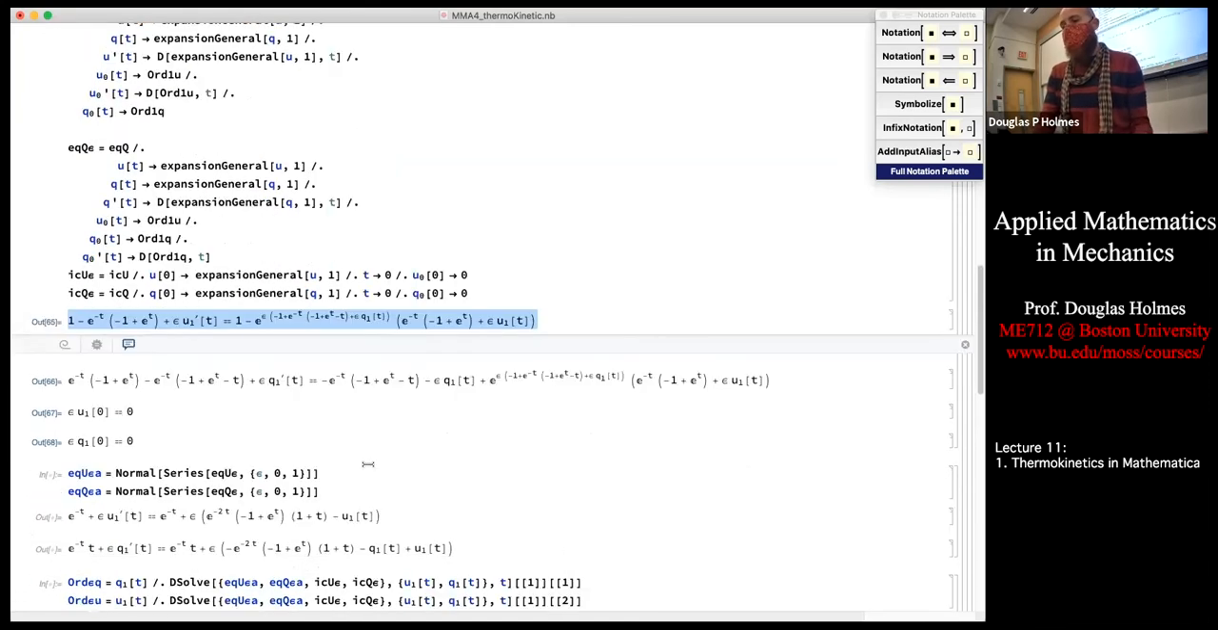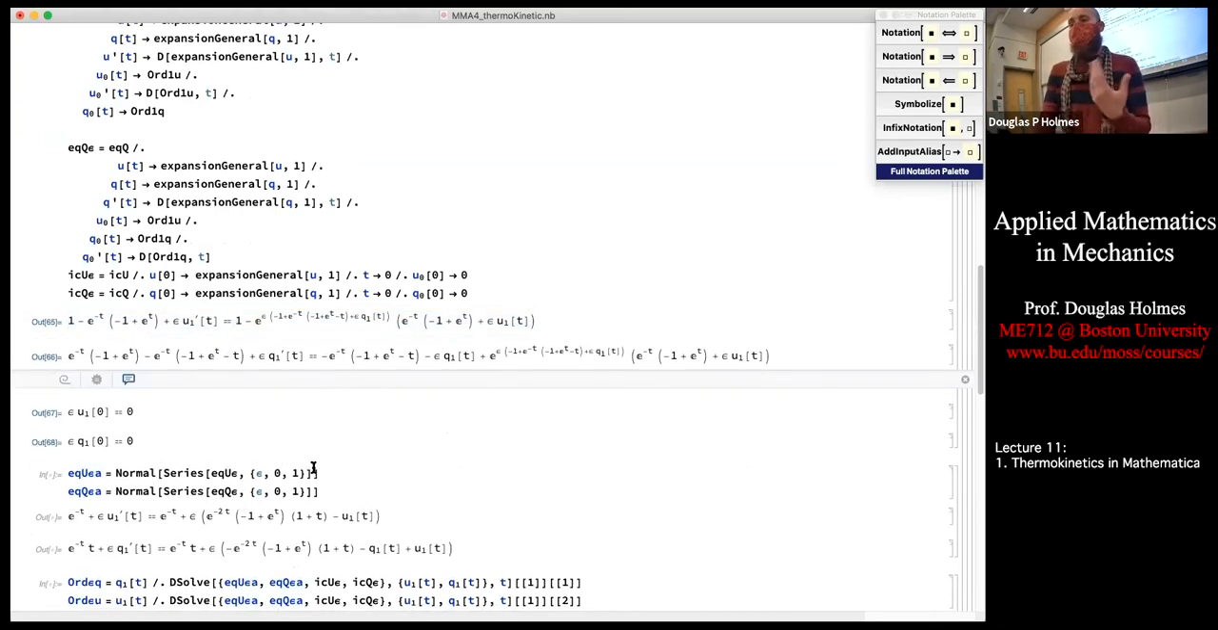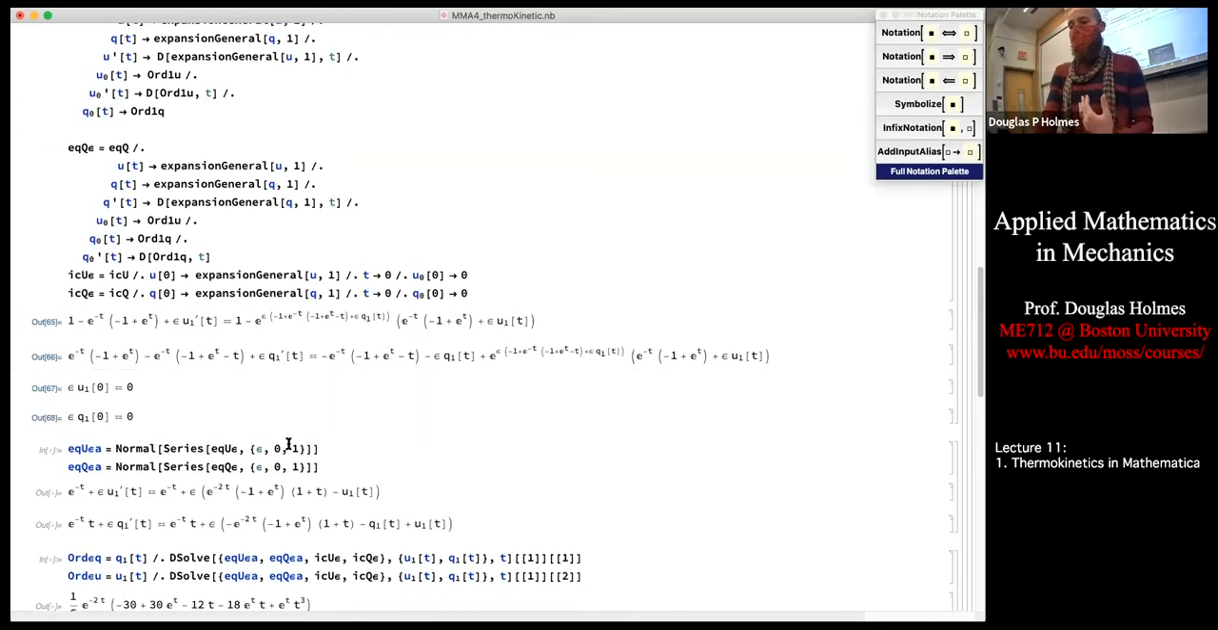But we are not done, because now we have to tell it to truncate this equation and this equation at order epsilon. And we just do the same thing we did before. This is the exact same code, just changing it from 0 to a 1. I'm getting a syntax error. Uh-oh. So q naught cannot be followed by t. Well, that's an interesting one. So this should be able to be followed by t.